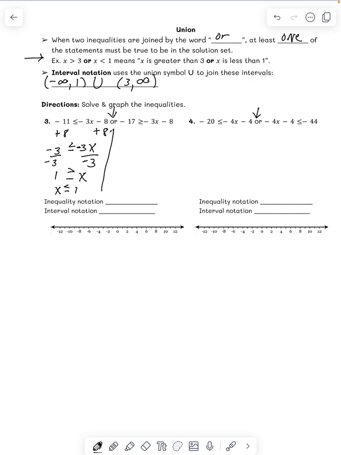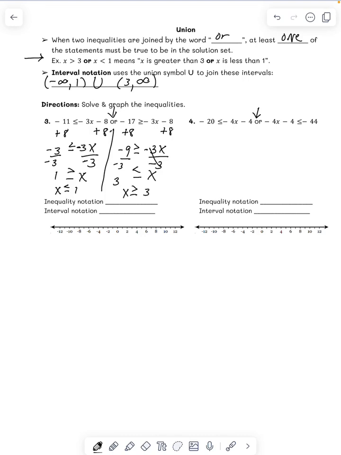So let's do the other side. So we're going to add 8. We're going to add 8. We're going to end up with negative 9 is greater than or equal to negative 3x. Again, we're going to divide by a negative, so we're going to flip our sign. We're going to end up with x is greater than or equal to 3.